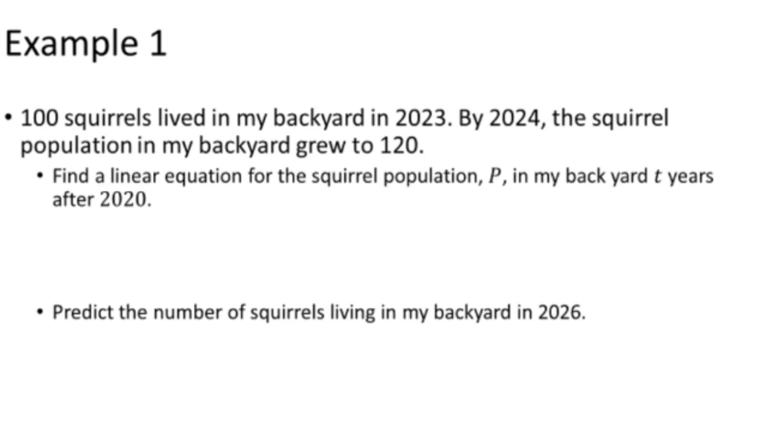So first, we have to be very careful when we interpret our variables. We're not just using T for what year we're in. We're using T to represent the number of years after 2020. So the year 2020 would be represented by T equals 0.